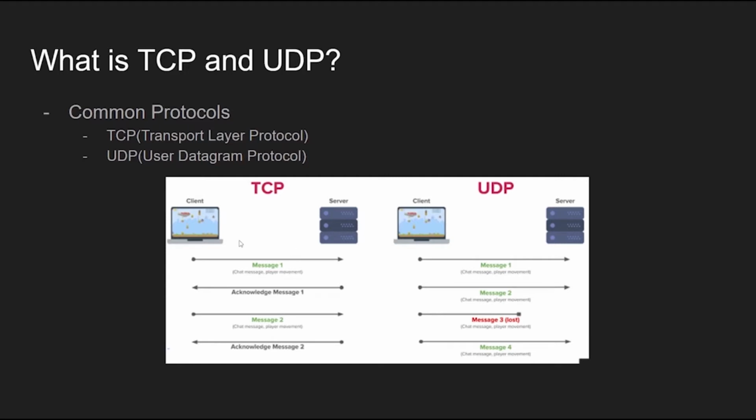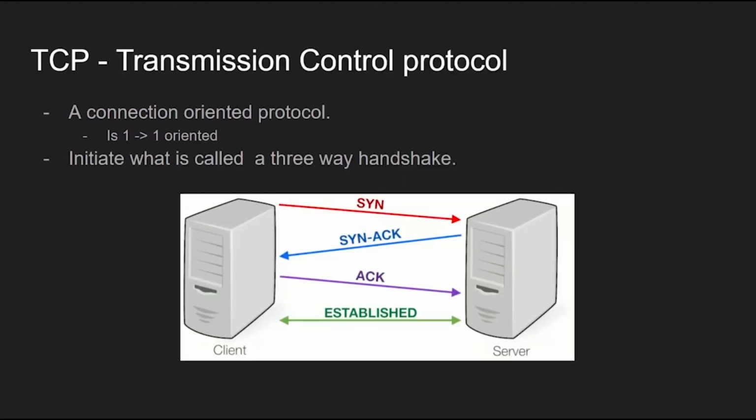So with TCP, when sending messages, we are getting an acknowledgement of that message. Whereas in UDP, we are just communicating one way, just transferring a lot of data in one direction. So let's take a closer look at each of these.